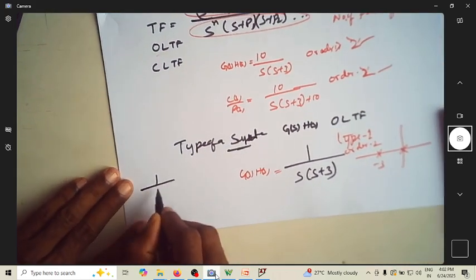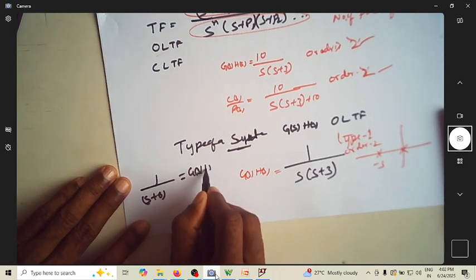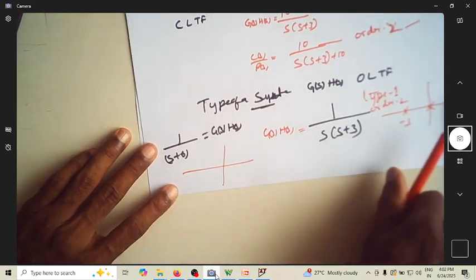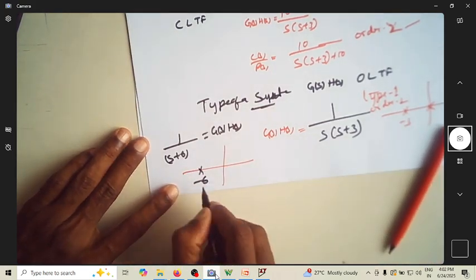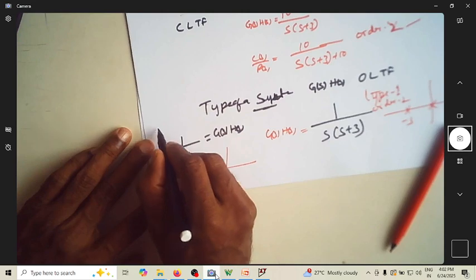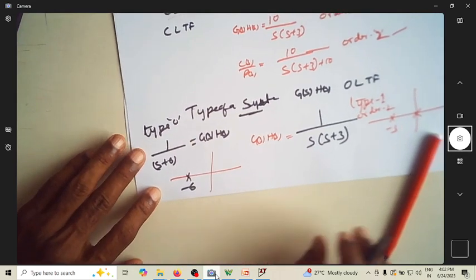Suppose I write this as 1 over s plus 6, which is your G(s) H(s). You write the pole-zero representation. You can represent this as here. This is minus 6. Is there any pole at the origin? No. So this is type 0.